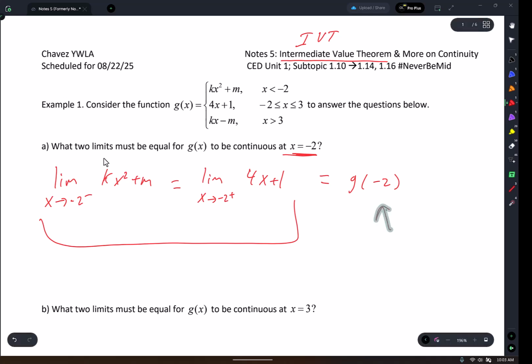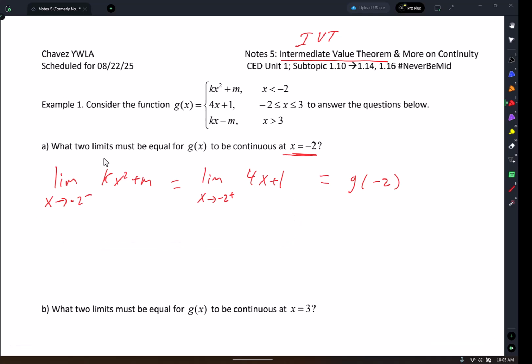You know how with limits we don't care whether it's an open circle or closed? Well, now we're talking about continuous. So it needs to, from the left and the right, and that hole needs to be plugged in. So that's why I wrote g of negative 2. Not only does the limit have to exist, but it better equal g of negative 2. So now I don't want that open circle. If the limit doesn't exist, you can't be continuous.